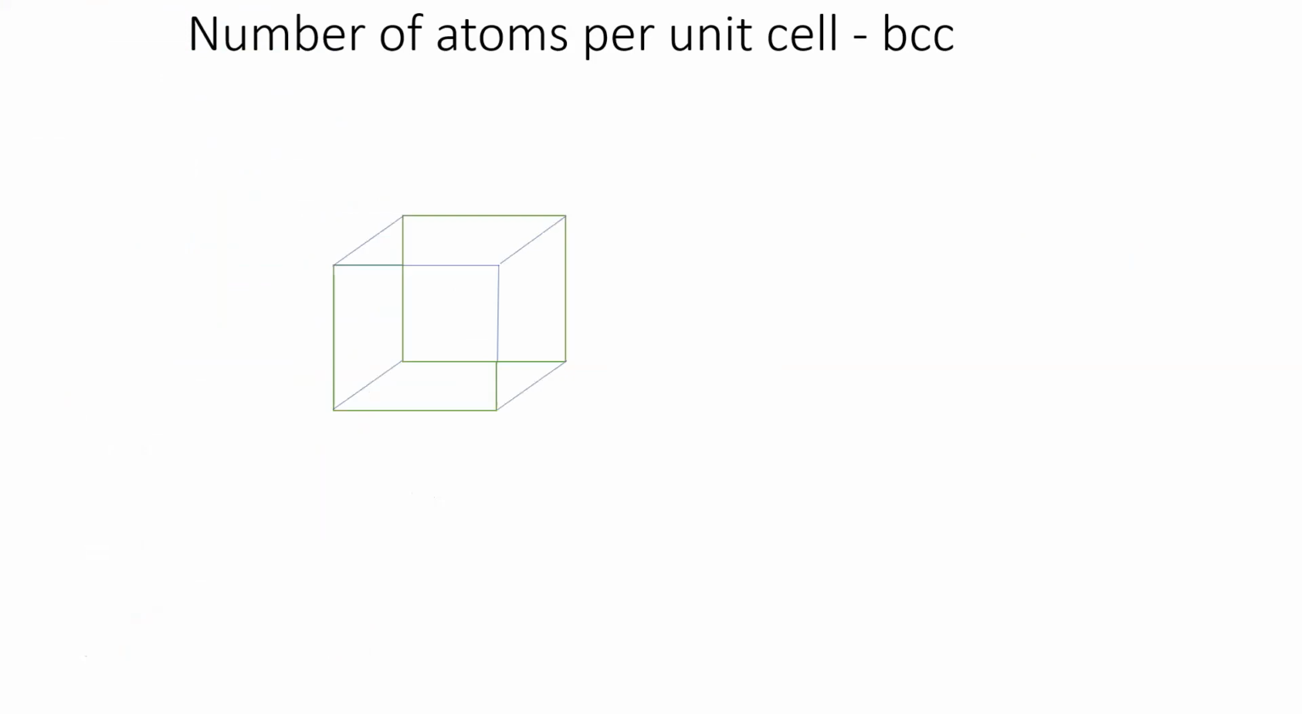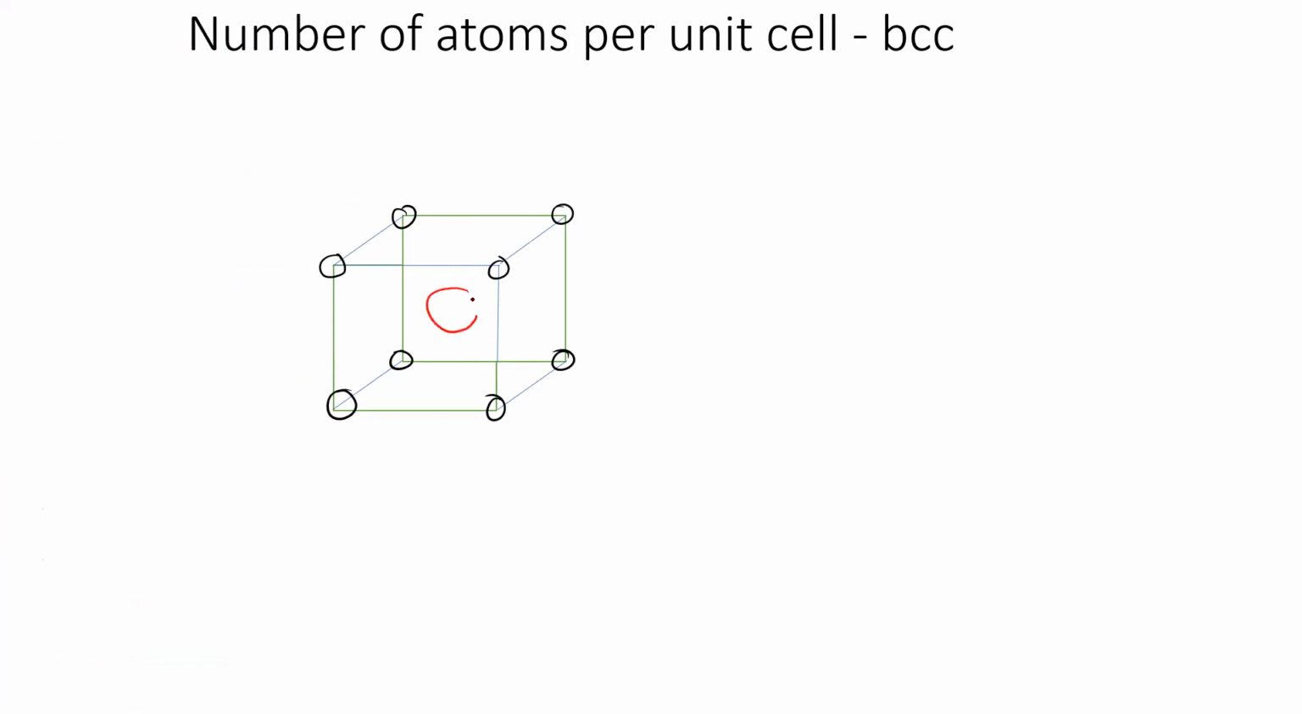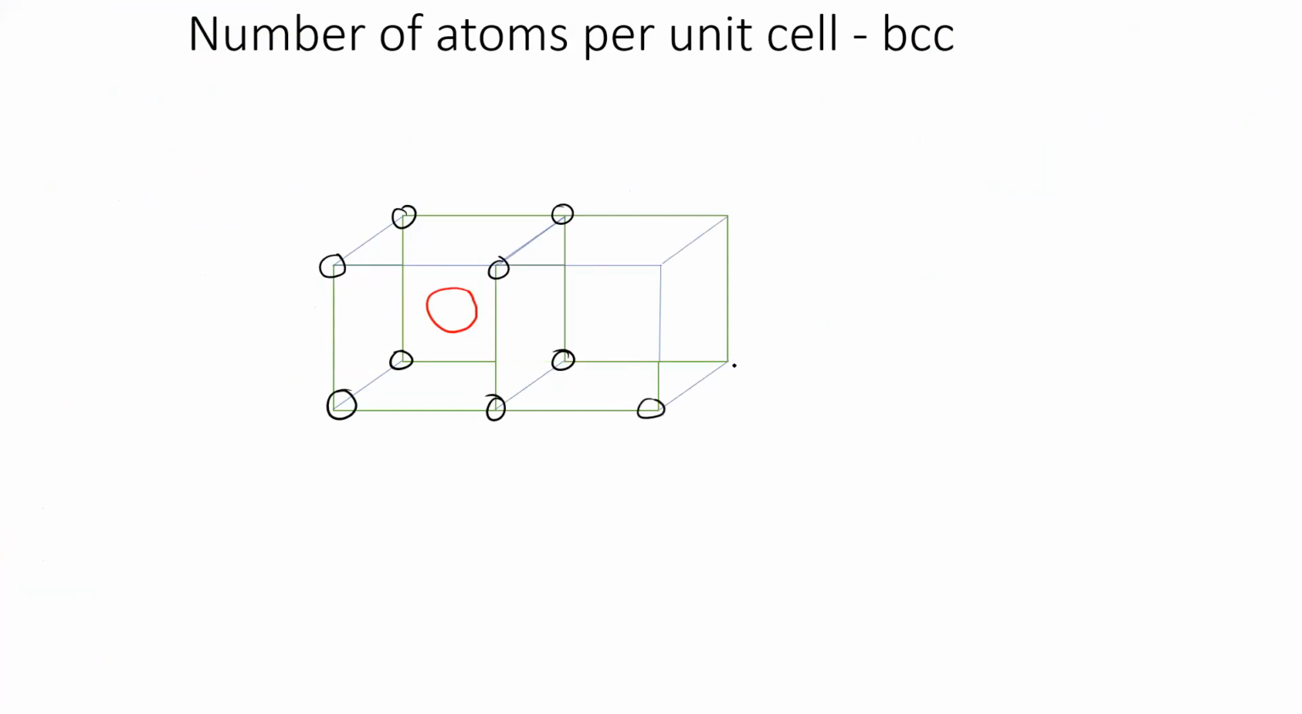So this is the first unit cell. Here we have corner atoms 1, 2, 3, 4, 5, 6, 7, 8. Each corner we have atoms. And at the center of this, I have 1 more atom. Suppose I place another unit cell near to it, what will happen? Here also the corner atoms are there for this particular unit cell.